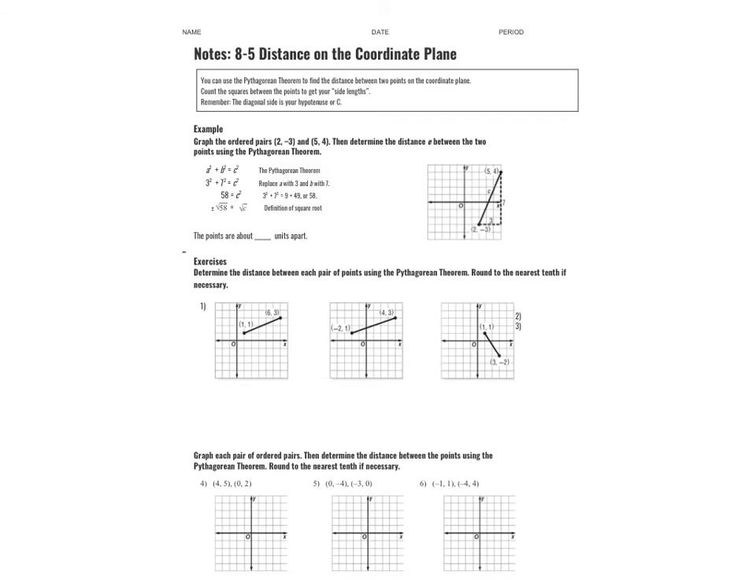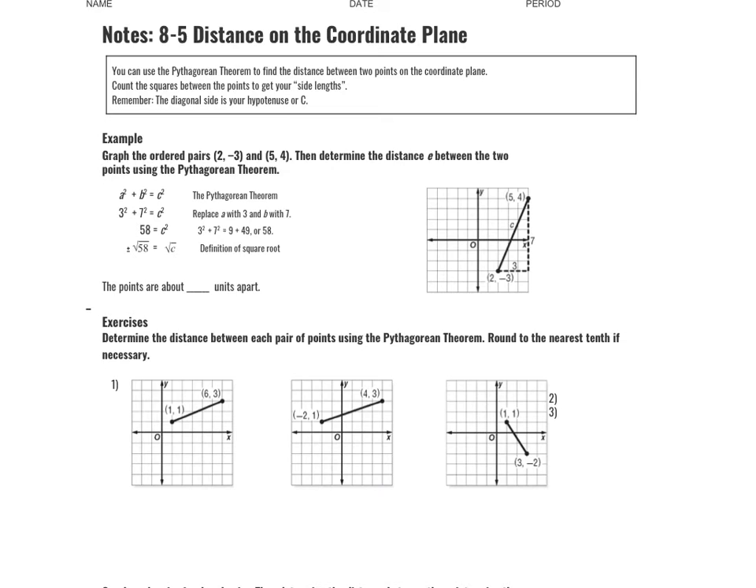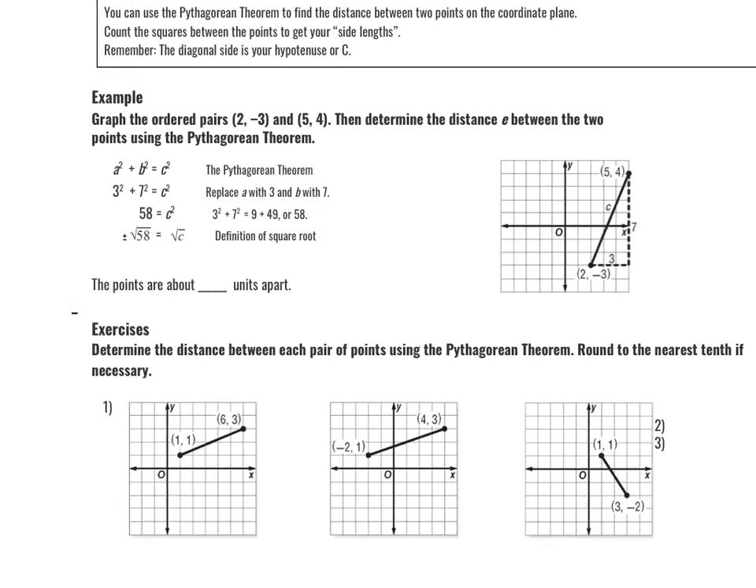Okay, 8.5, distance on the coordinate plane. You can use the Pythagorean theorem to find the distance between 2 points on the coordinate plane, just like we have been with the other, a squared plus b squared equals c squared. It says you count the squares between the points to get your side lengths. Remember, the diagonal is the hypotenuse. For example, they showed you all the work for this one.